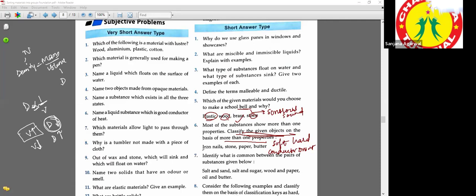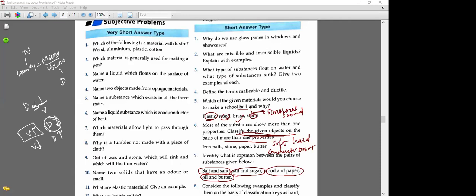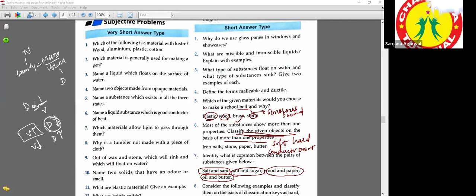The question is asking, identify what is common between the pairs of substances given below. Between the first pair, what is common between these two? Next is between these two. So don't connect them all together, but separately tell me what is common between salt and sand. What is common between salt and sand?